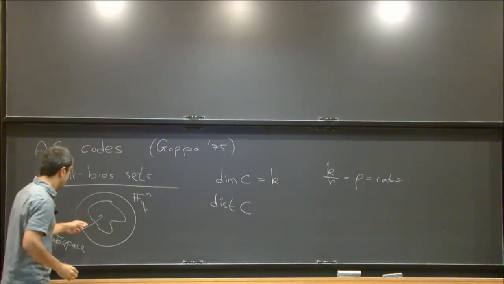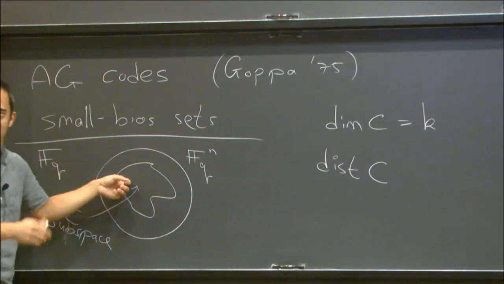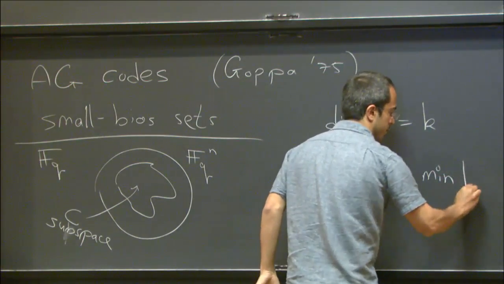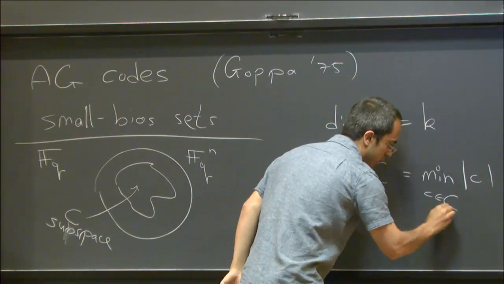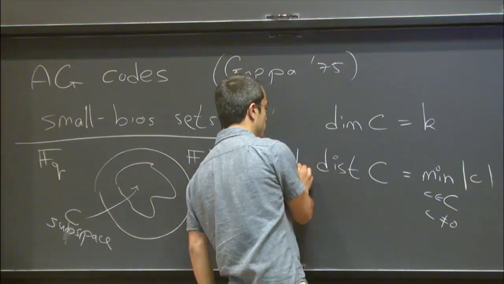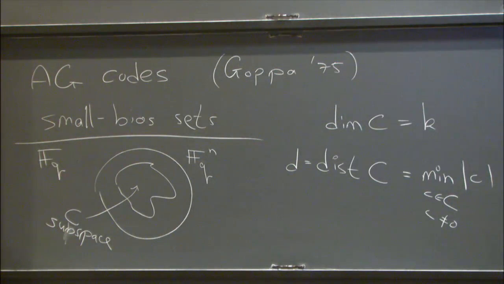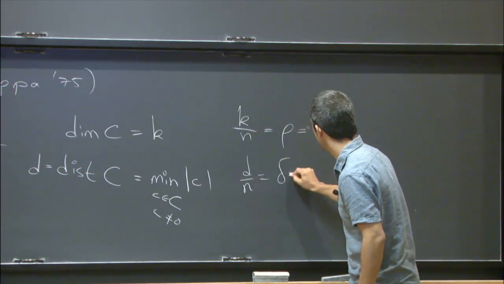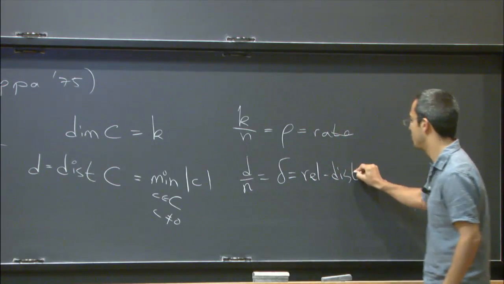And for a linear code, this is just the lowest Hamming weight among all the non-zero codewords. So this is just the minimum Hamming weight, the number of non-zero entries, right? And usually we'll denote it by d. And again, we'll be interested in normalizing that because it simplifies things. This notion is the relative distance, denoted by delta.